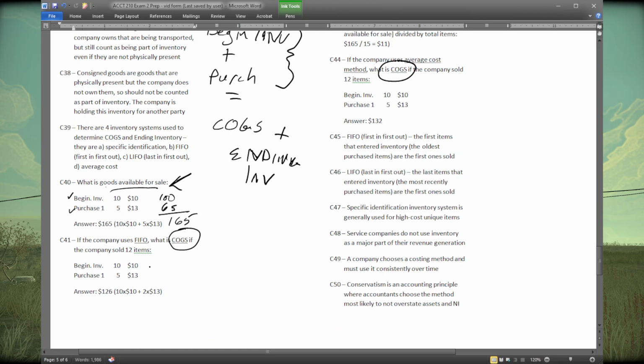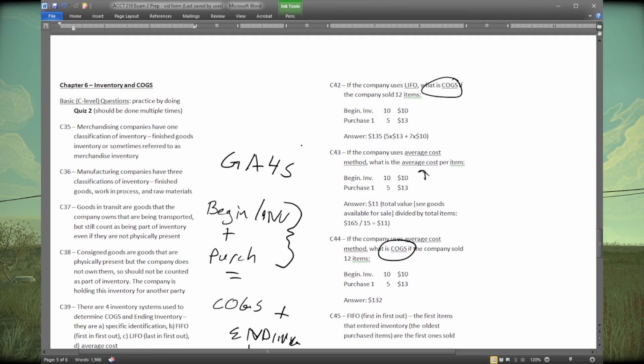Here for FIFO, if we're selling 12 items, just remember we start counting from the top down for COGS. So I'm going to look at all 10 of these, and I'm going to look at 2 of these. Just like I have here, 10 times 10 and 2 times 13. For LIFO, we're working up. Remember, LIFO means last in, first out. Last in means the most recent one, which would be the purchase. So we'd take all 5 of these, and then we would take the rest. 5 plus 7 is 12, so we'd take 7 of these, and that's what the COGS would be.